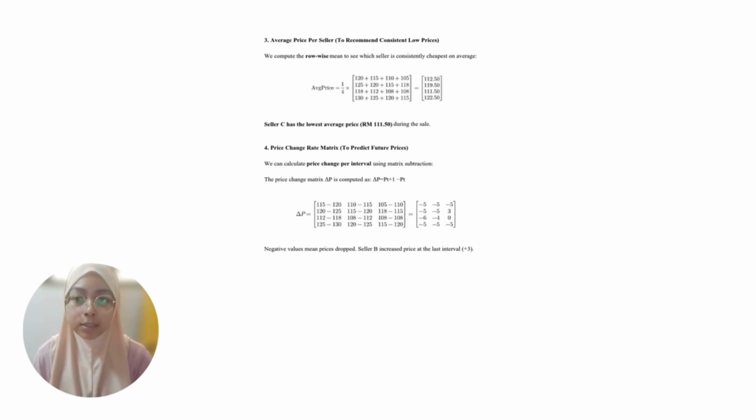To analyze how prices change over time, we use matrix subtraction to calculate the price change between consecutive time intervals. Negative values indicate a price decrease, while positive values indicate a price increase. This allows us to observe pricing trends and helps predict future price movements during flash sales.